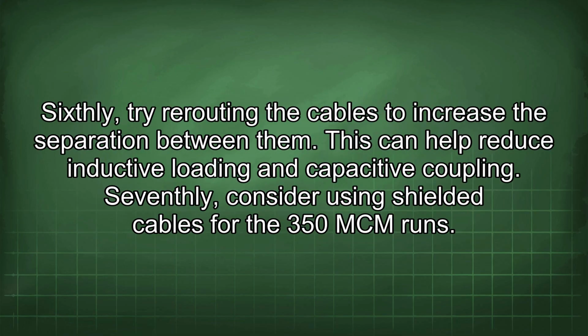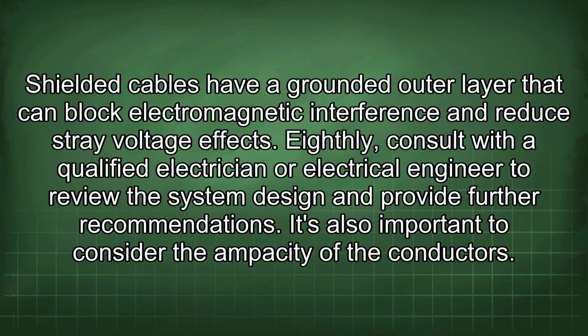Sixthly, try rerouting the cables to increase the separation between them. This can help reduce inductive loading and capacitive coupling. Seventhly, consider using shielded cables for the 350 MCM runs. Shielded cables have a grounded outer layer that can block electromagnetic interference and reduce stray voltage effect. Eighthly, consult with a qualified electrician or electrical engineer to review the system design and provide further recommendations.